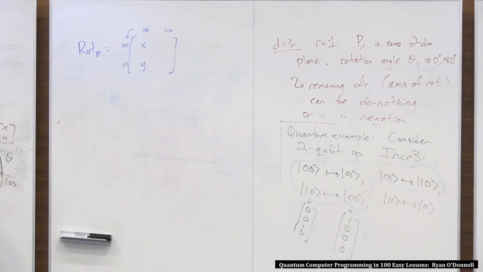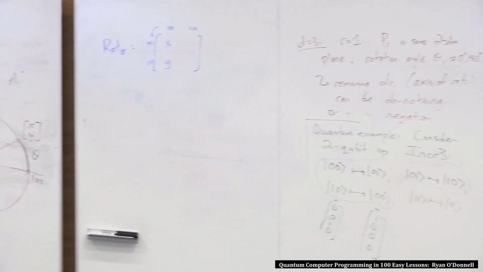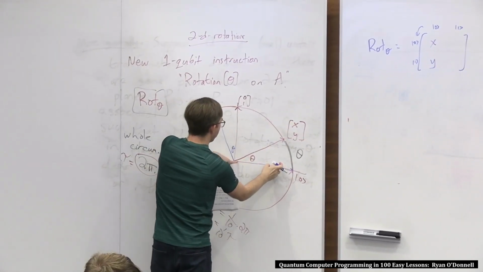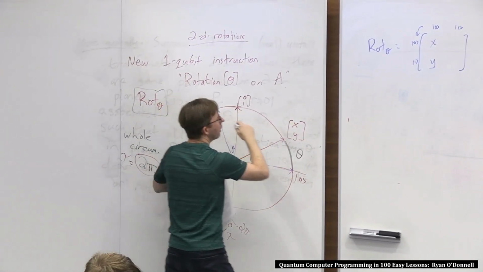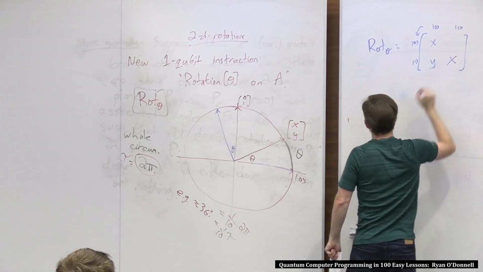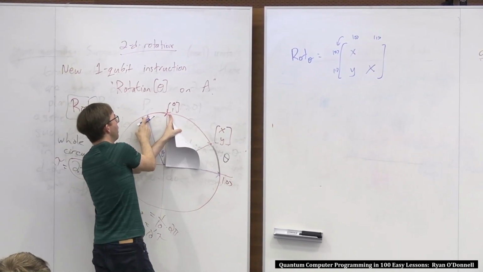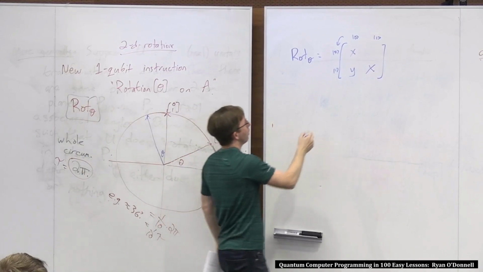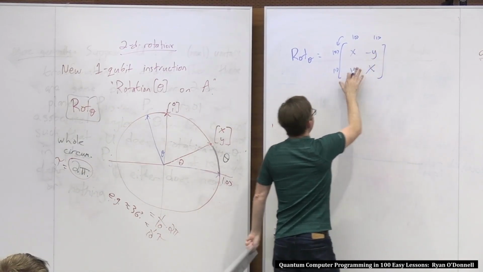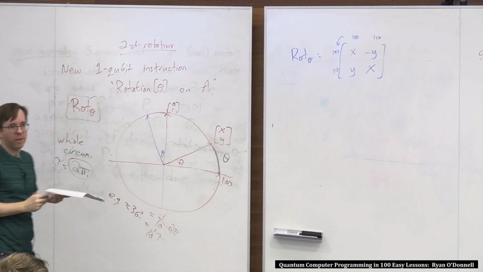Well, you go to theta here. And I think you can see by symmetry, right? This horizontal distance here becomes the new height. So that's why x is down here. And this vertical distance becomes the new width, but negatively. So it's negative y. Okay, so this is the matrix for rotation by theta.